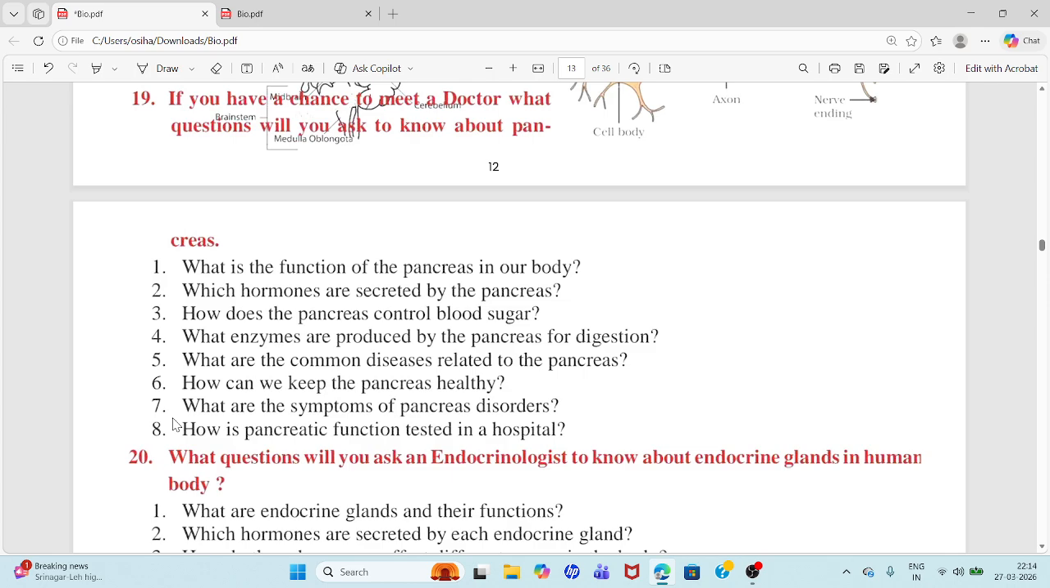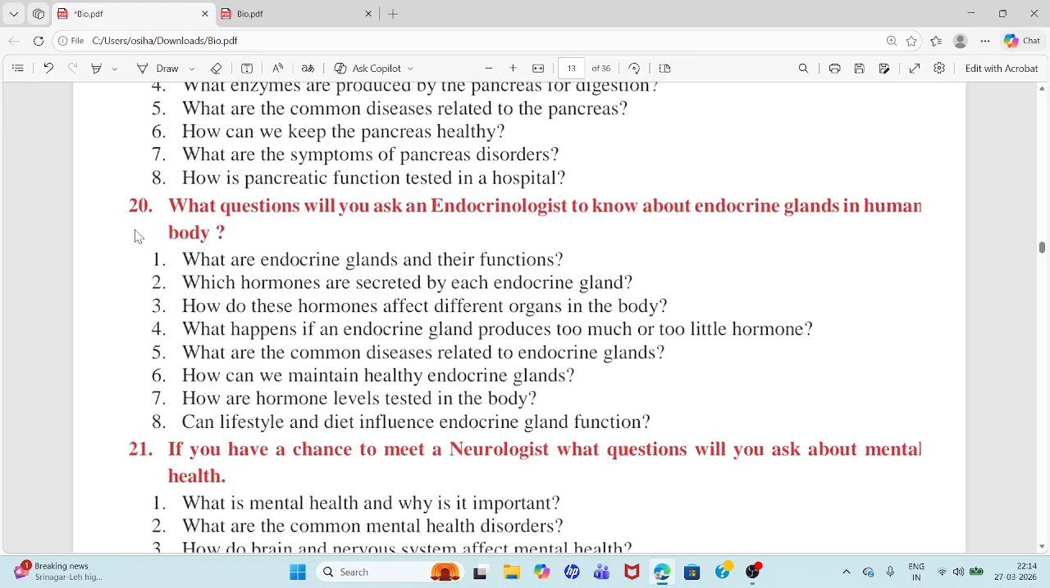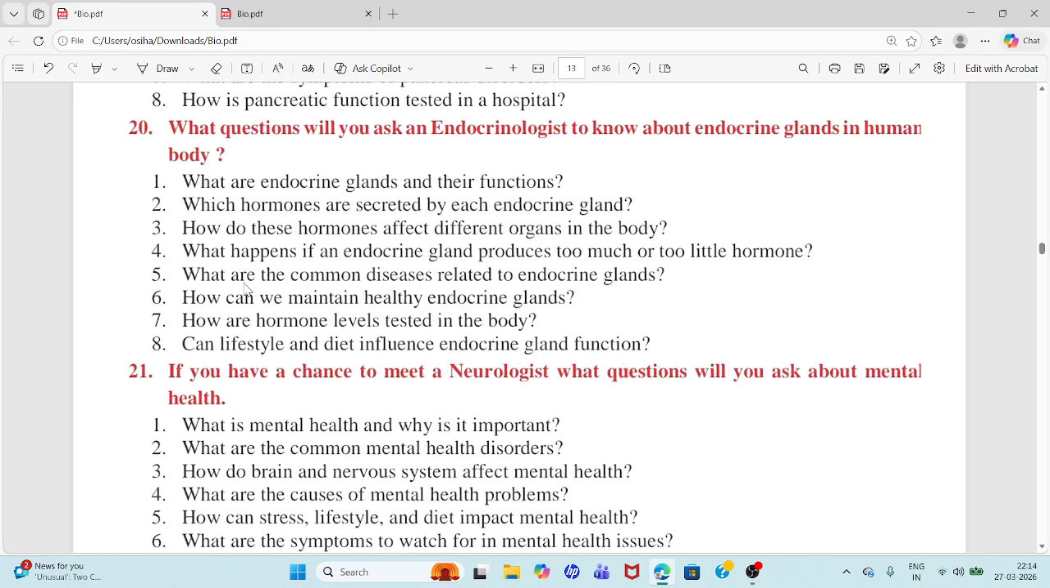Whenever you meet a doctor, what questions will you ask? You can learn from here, okay? Question 20. What questions will you ask as an endocrinologist to know about endocrine glands in the human body? So these are the questions to learn.